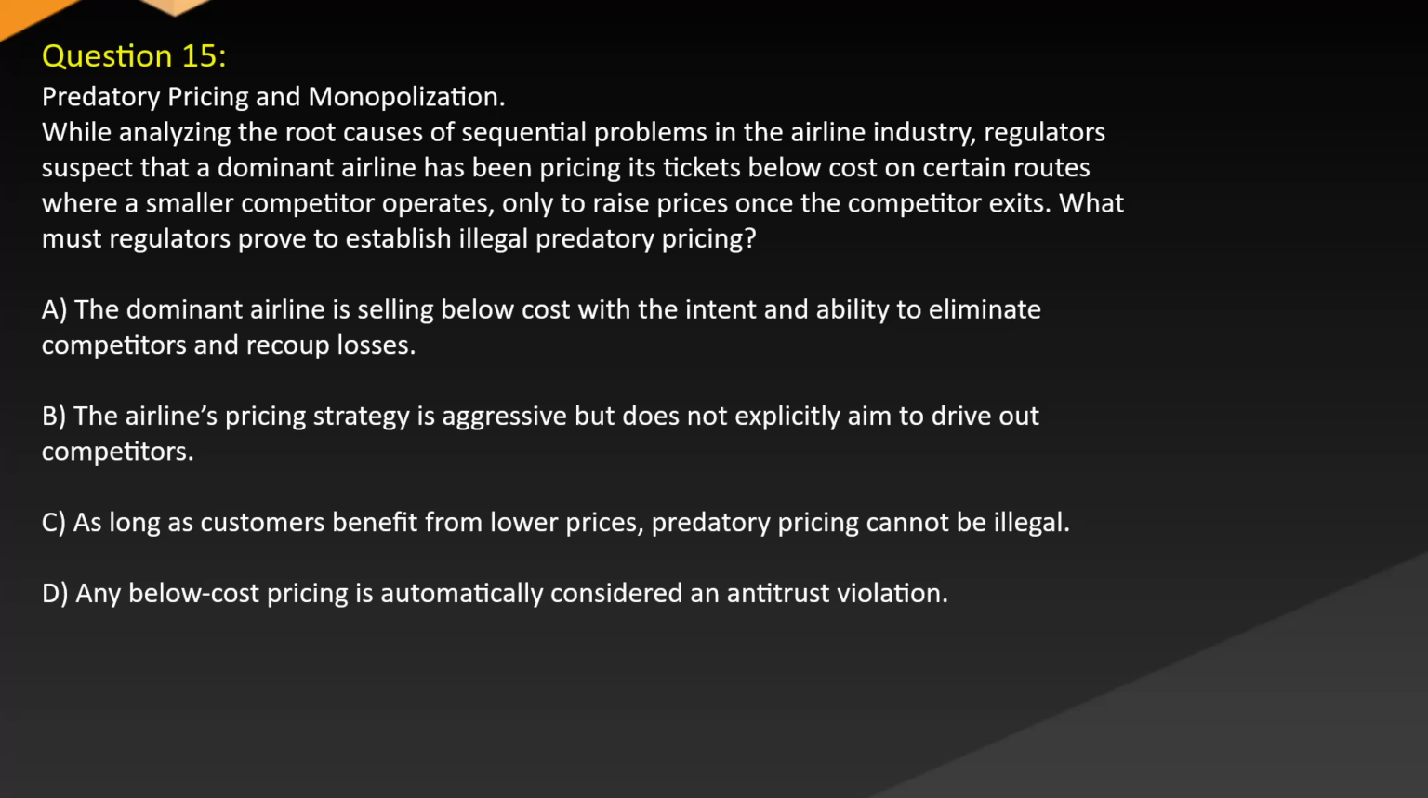A. The dominant airline is selling below cost with the intent and ability to eliminate competitors and recoup losses. B. The airline's pricing strategy is aggressive but does not explicitly aim to drive out competitors. C. As long as customers benefit from lower prices, predatory pricing cannot be illegal. D. Any below-cost pricing is automatically considered an antitrust violation.